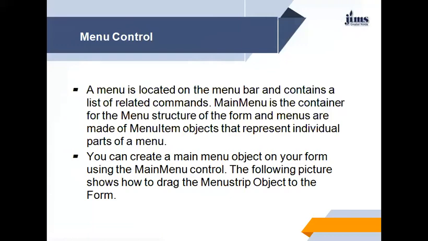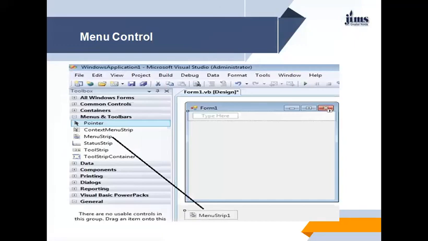The following picture shows how to drag the MenuStrip object to the form. You just make a form and simply drag it from the toolbox. In this figure, you can see the MenuStrip in the toolbox. You just drag this MenuStrip to your own form, the same way as when you are making a button and simply selecting it.